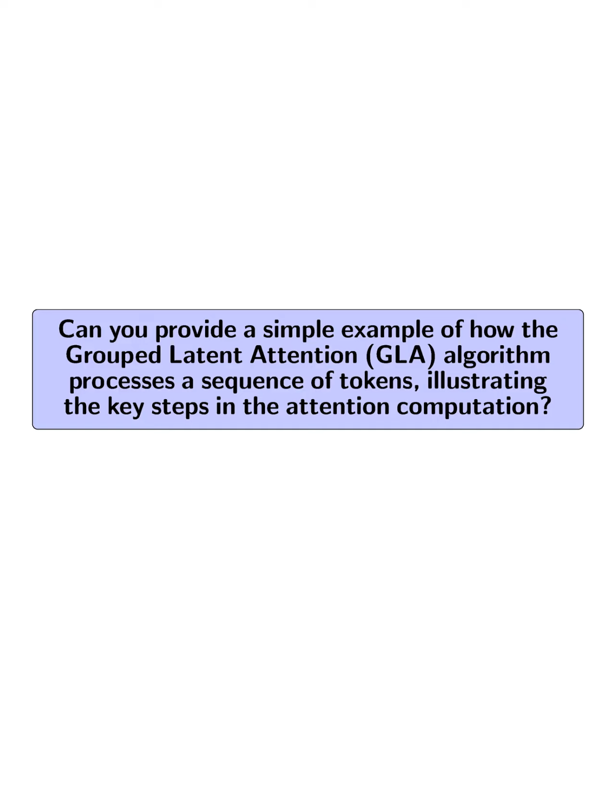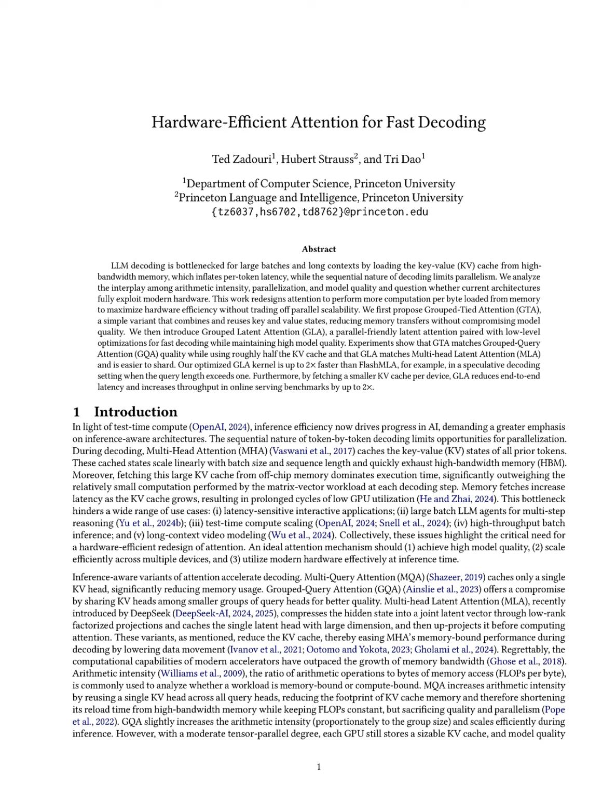Can you provide a simple example of how the grouped latent attention, GLA, algorithm processes a sequence of tokens, illustrating the key steps in the attention computation? The grouped latent attention GLA algorithm processes a sequence of tokens by first compressing the tokens into latent heads, each with a dimension of d_c equals 2d_h. For instance, if we have two latent heads, as in GLA-2, the algorithm partitions the query heads into two groups, allowing each latent head to reconstruct distinct key and value features for its assigned query heads.